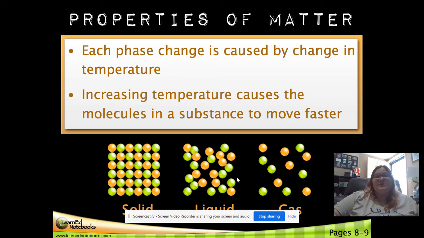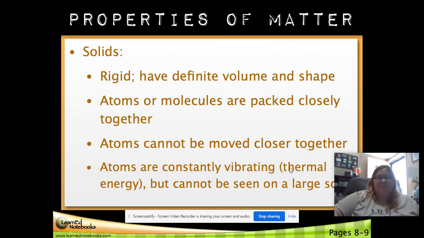Each phase change is caused by a change in temperature. Increasing temperature causes the molecules in a substance to move faster. So you notice in a solid, then a liquid, they start to move out. Some are still touching, and in a gas, they're all spread out.